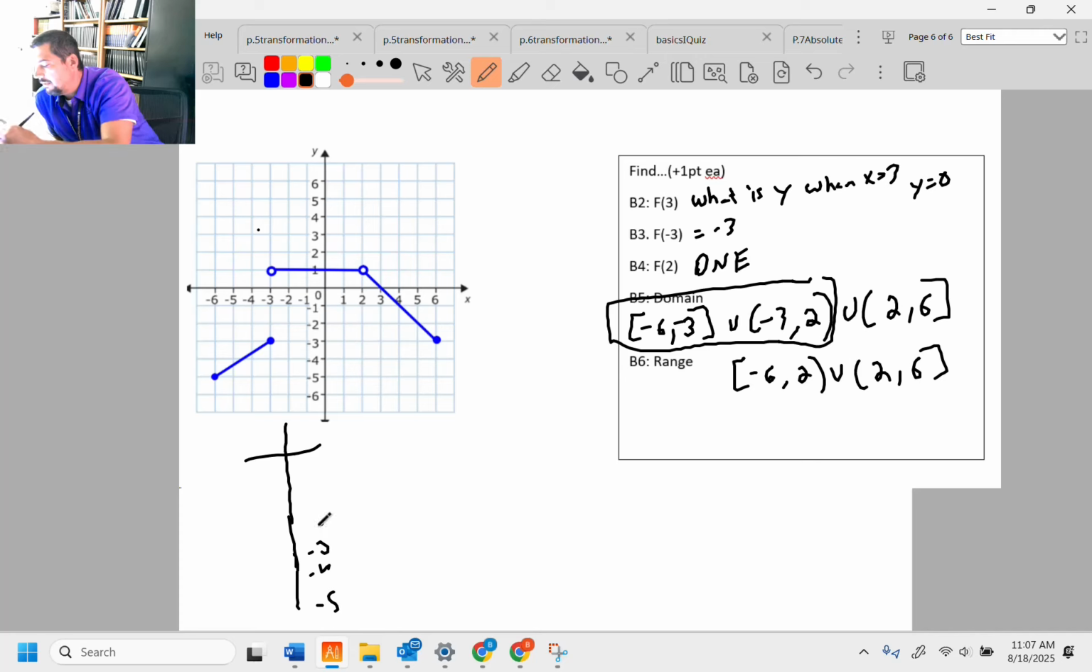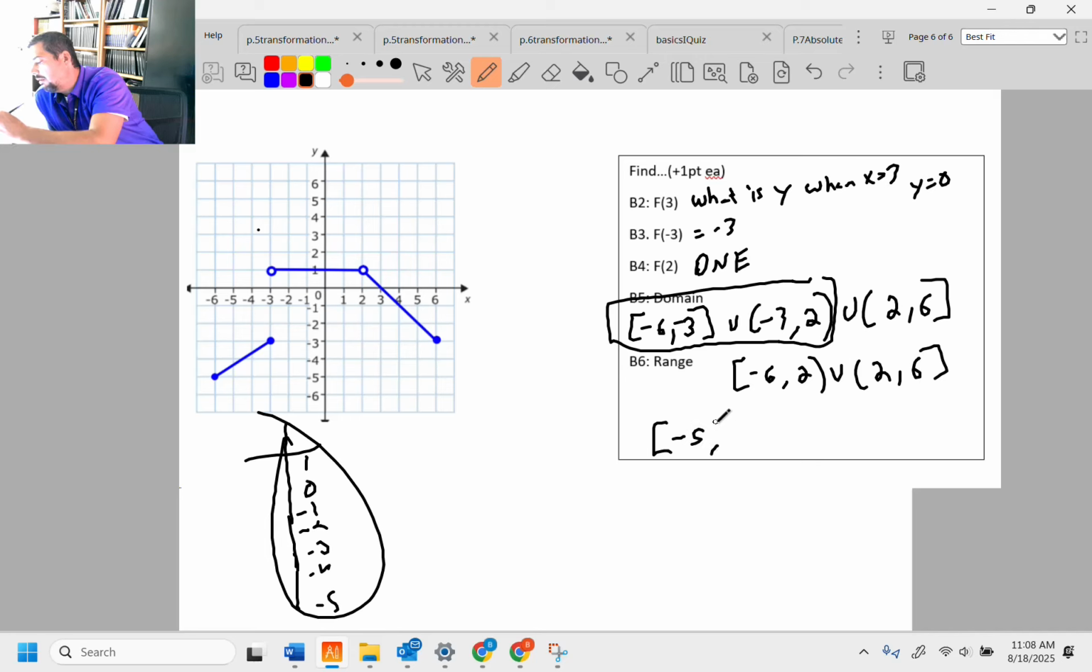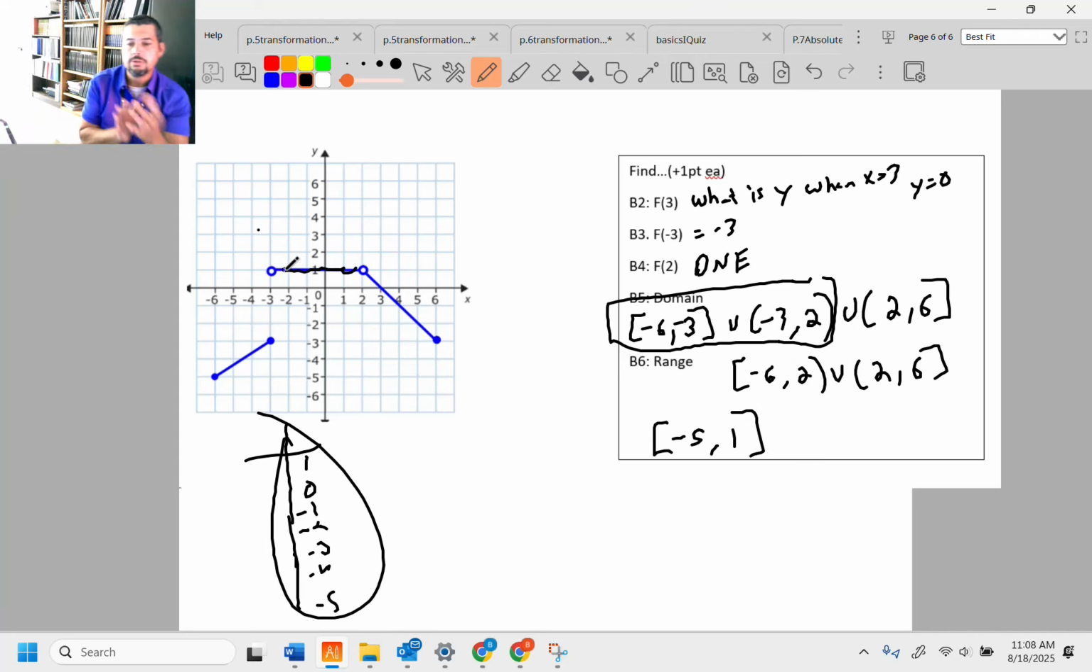Y is allowed to be negative 1. Y is allowed to be 0. And even though there's a hole here, y is allowed to be 1. That's the range. The range is literally from negative 5 all the way up to 1. And they are brackets. Even though you're seeing those open holes up top, the line itself is solid. That's a solid line, which means so long as x is between negative 3 and 2, there's a y value there.